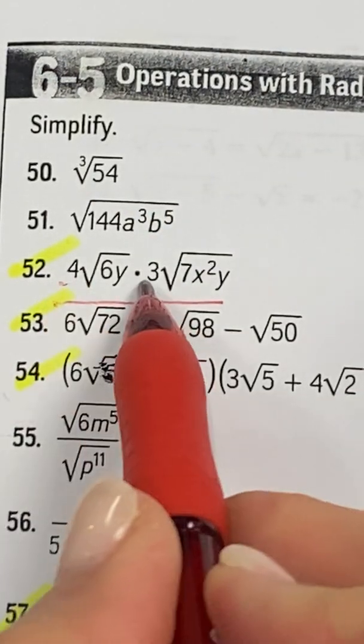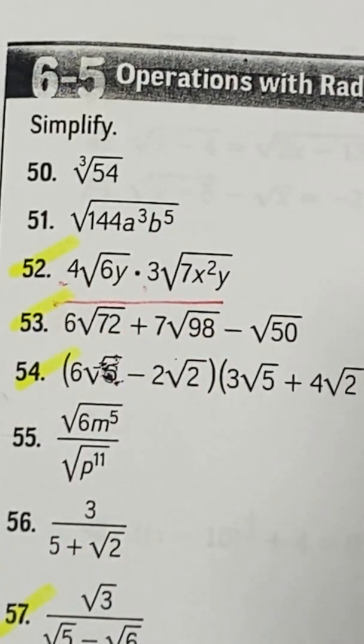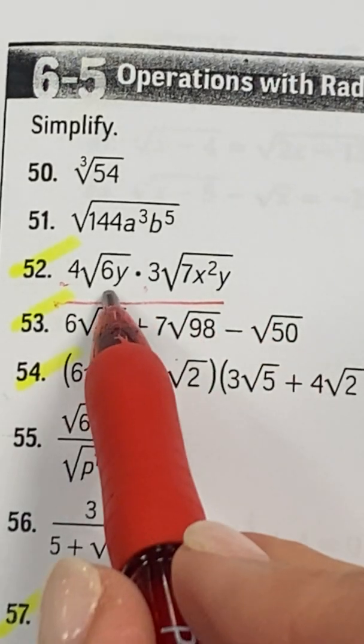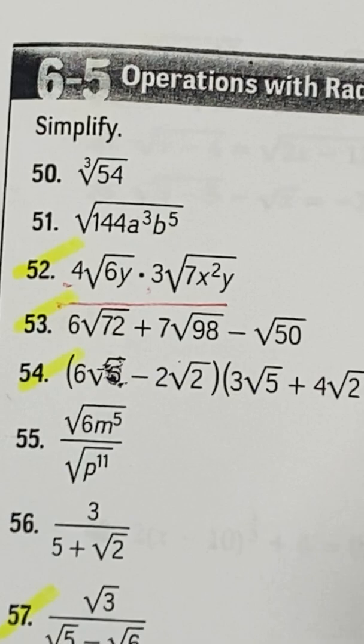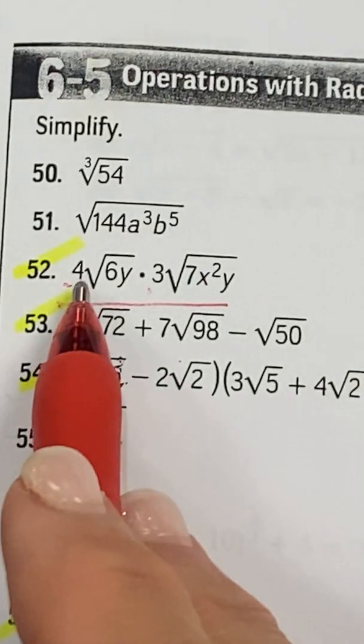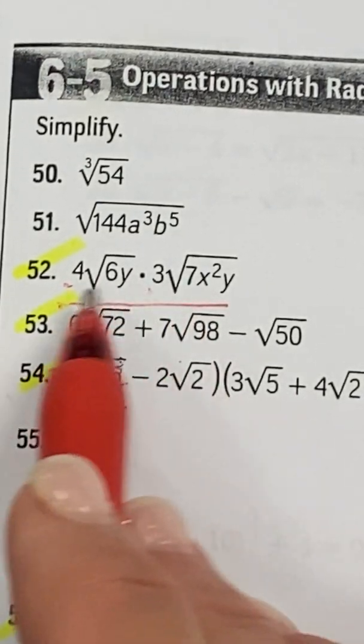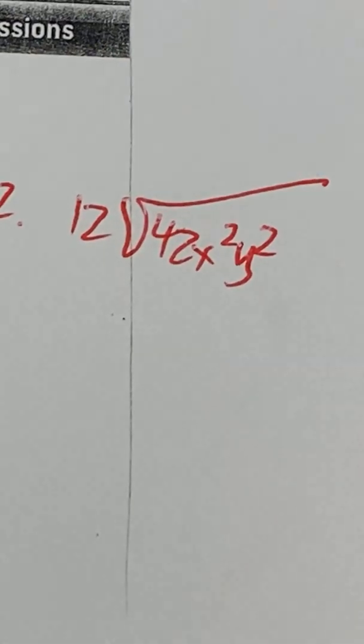So 4 times 3 is 12. Square roots of, what is that? 42. X squared, y squared? Yes, X squared, y squared. Does everybody agree? I can multiply these together, they're the same root, okay? So now can you simplify this just like we did in the previous 2 questions?